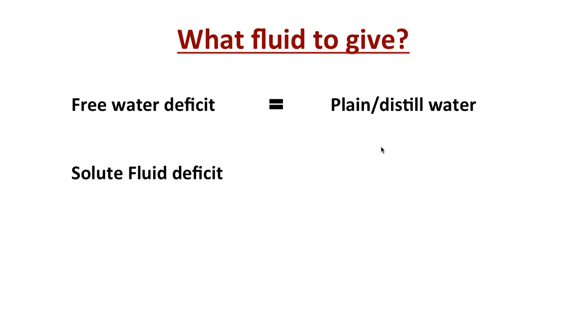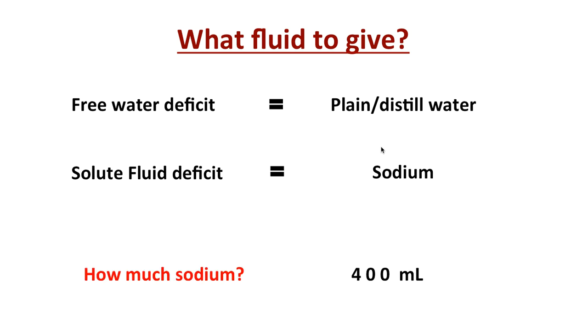It is a solute fluid deficit which contains some amount of sodium in it. But the question is, how much sodium? So if you have 400 ml of your solute fluid deficit and you need to add salt into it, just remember to add 1 decimal before the last digit, and that will be the sodium you need to add into your solute fluid deficit. That's it. So now you know your free water deficit, your solute fluid deficit, and also how much sodium you need to add in your solute fluid deficit.